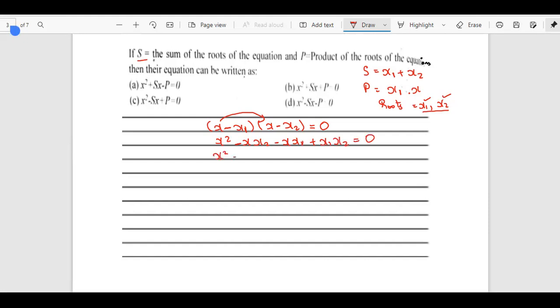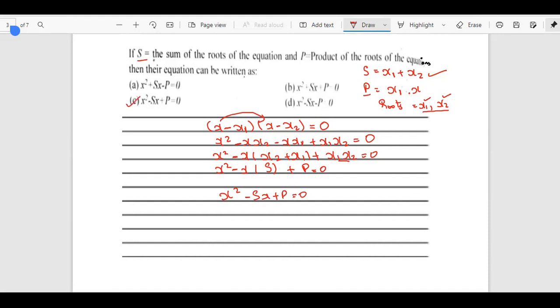From the x terms, I can take minus and x common, and I will have x squared minus x times x2 plus x1, plus x1 x2 equals 0. Now S is x1 plus x2, so x squared minus x, I can write S here, plus x1 into x2 is P, this is P, this equals 0. Now certainly if I rearrange this, I will get, okay, so clearly C is the answer.